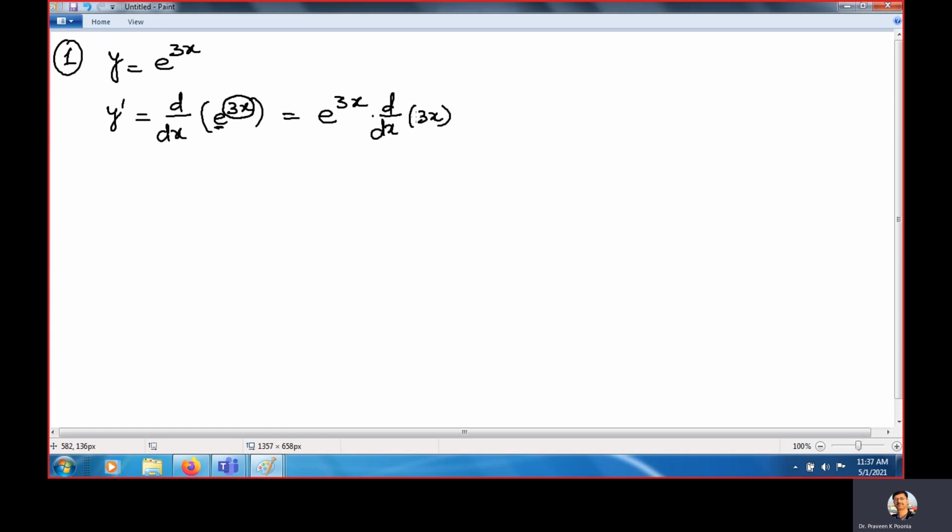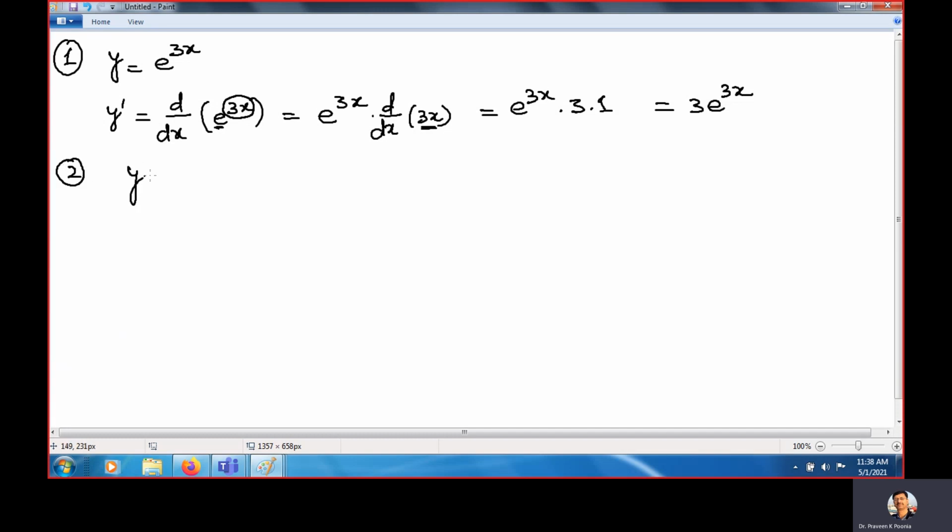This is the rule. So e power 3x into, what is the differential of 3x? It is 3 into differential of x, which is 1. So the answer is 3e^(3x). That was question number 1. Let us take question number 2.